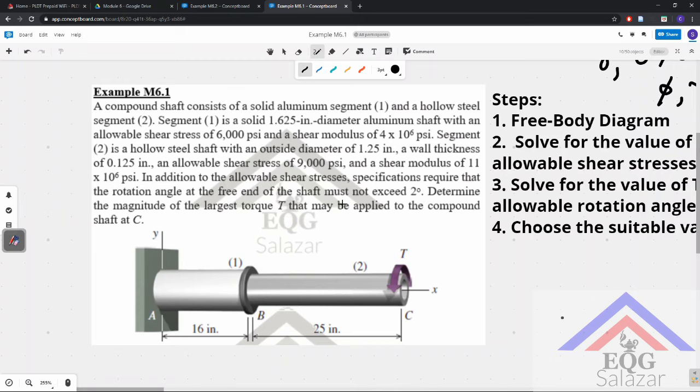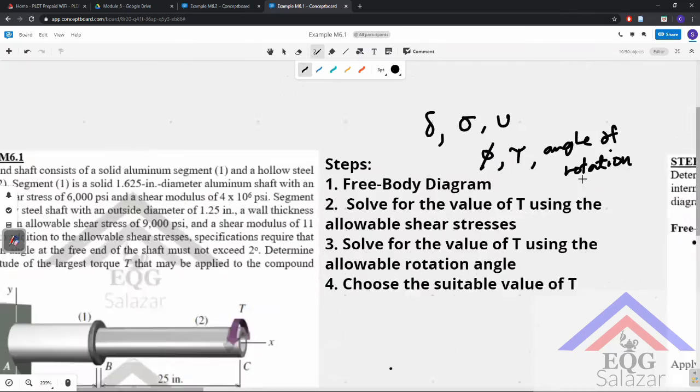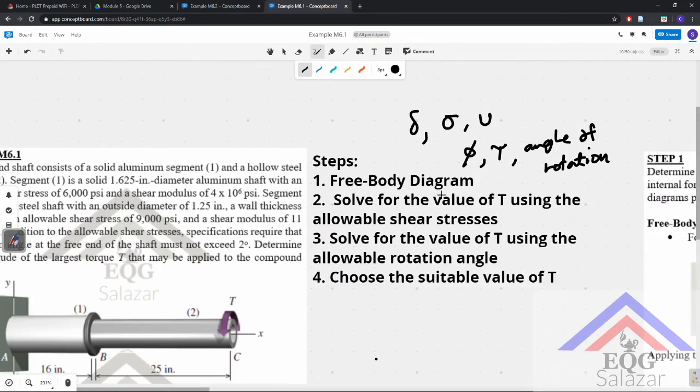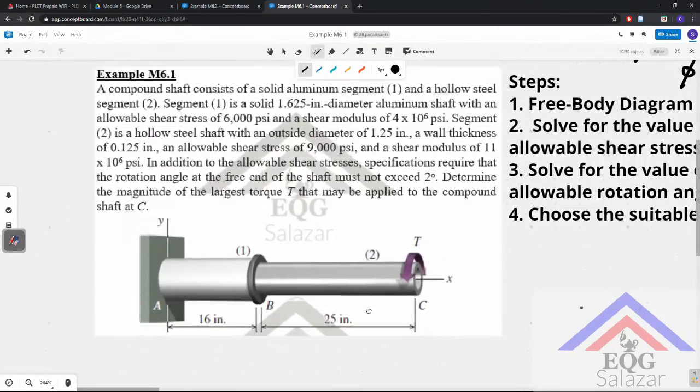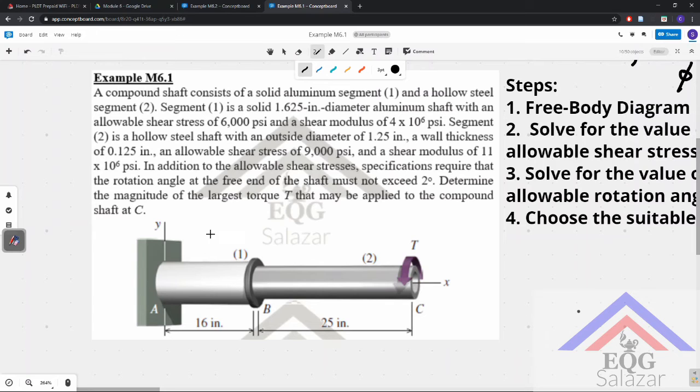Now, what is the difference between the angle of rotation and the angle of twist? The angle of twist is the angular deformation in the segment, while the rotation angle is unique to a specified point along the compound axial member, for example, at B or at C. Now, 2 degrees is the rotation angle at C.